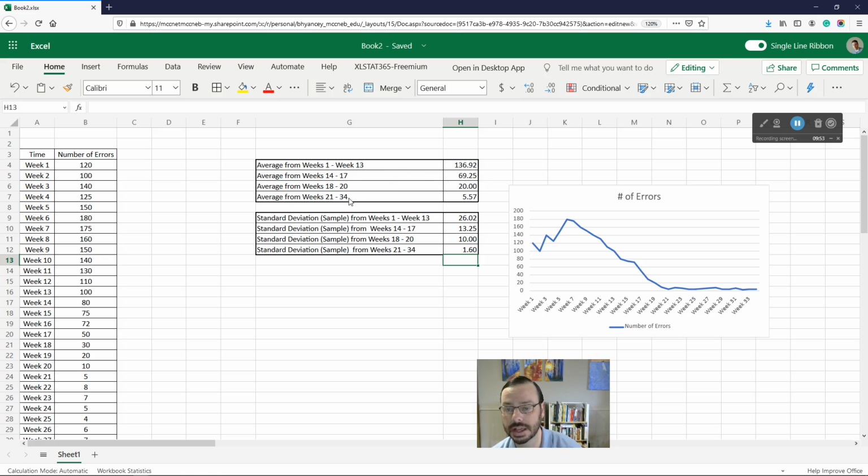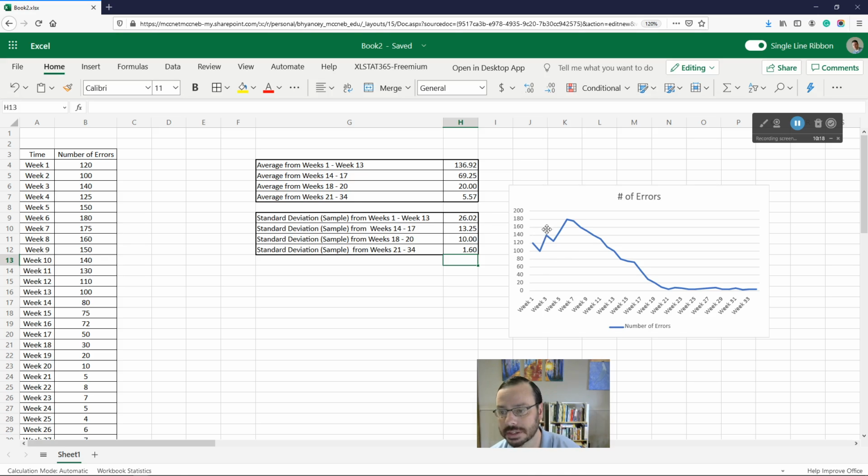And for those last, looks like 13 weeks, we were averaging 5.5 errors a week, which is pretty good considering where you started. And then we took the standard deviation of those data blocks, right? And it looks like we had standard deviations of 26, 13, 10, and 1.6. So what does that standard deviation mean?